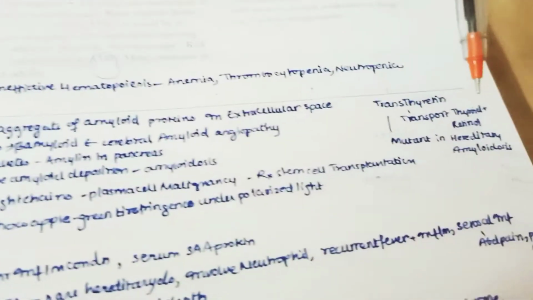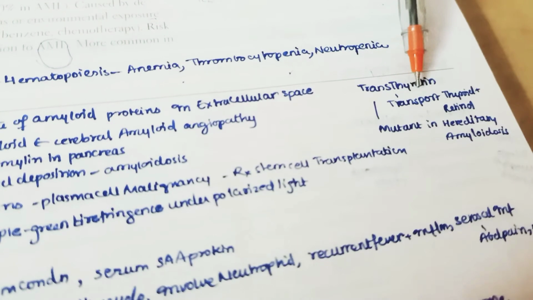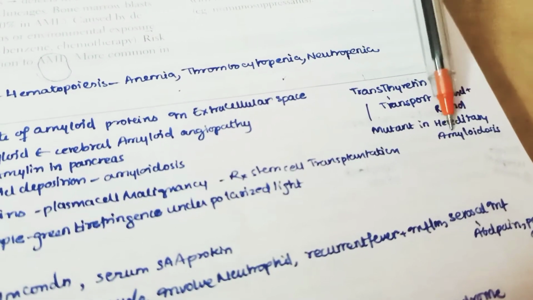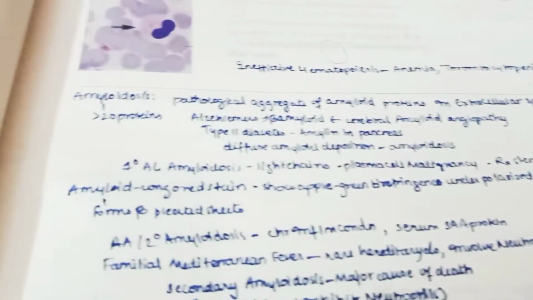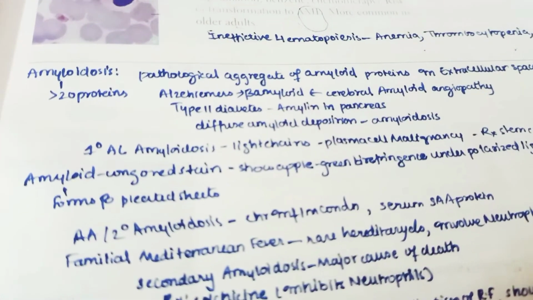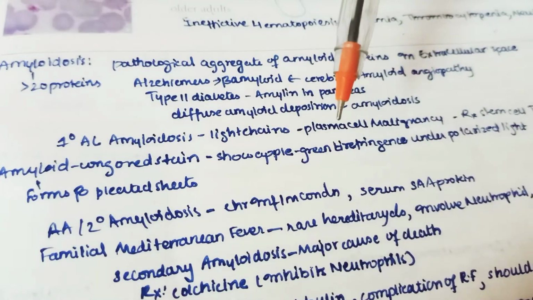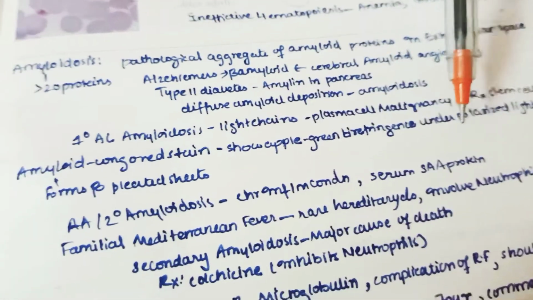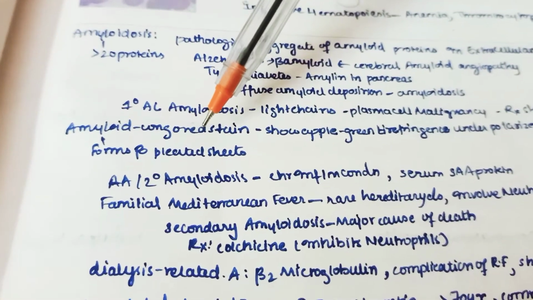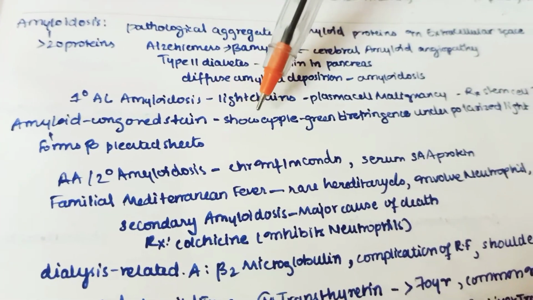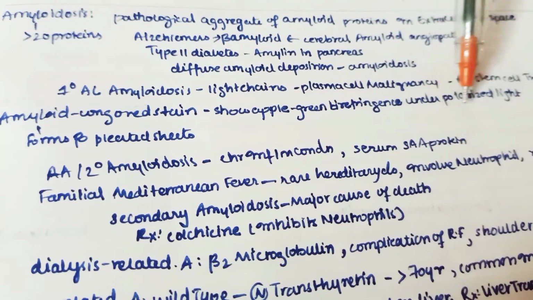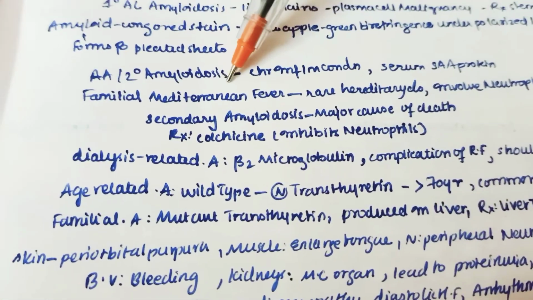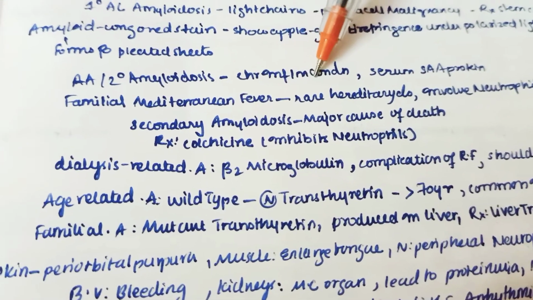What is transthyretin? Transthyretin actually transports thyroid hormone and also retinol. It is mutant in hereditary amyloidosis. In hereditary amyloidosis, transthyretin is defective. Primary amyloidosis, I already said, is like a plasma cell disease or malignancy. There is light chain accumulation. Treatment is stem cell transplantation. Amyloid will take up the Congo red stain and show apple green birefringence under polarized light, and it forms beta pleated sheets.